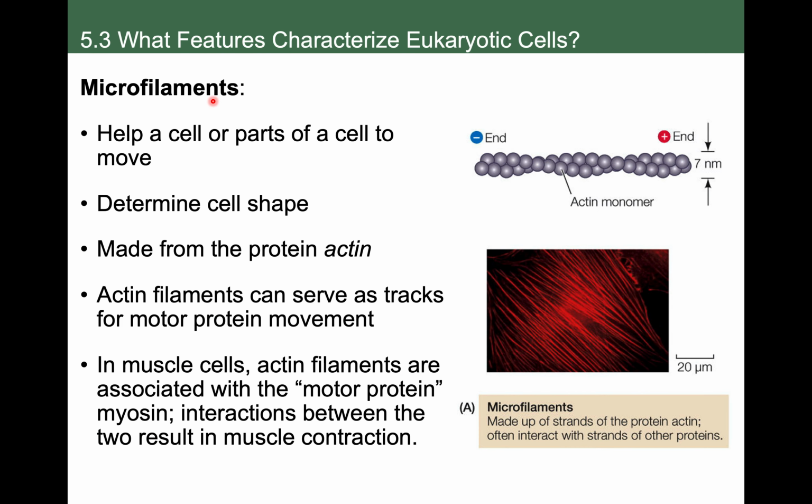So let's start with microfilaments. And there are a few important jobs of microfilaments. They can be used for anchoring things in place, and can be used in actually moving cells around or moving things around within a cell. So very important for movement, important for determining cell shape.